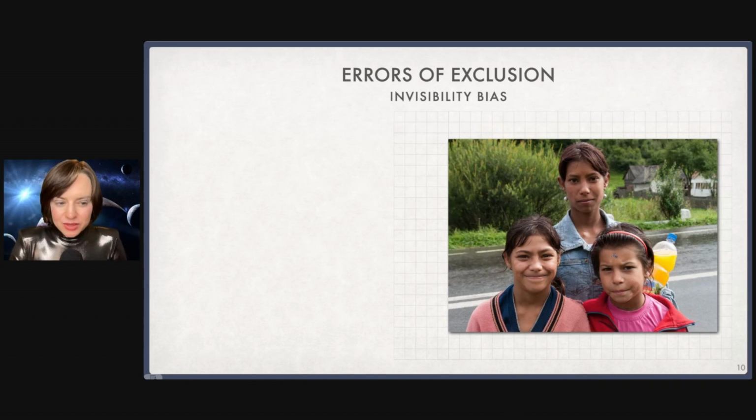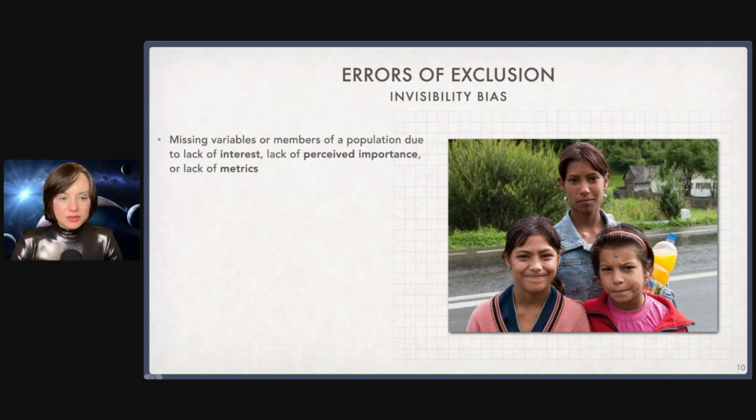Finally, this one's tough. We're going to end on a real downer in this video. Errors of exclusion, also known as invisibility bias. This is when we're missing variables or members of a population due to a lack of interest in those variables or members of a population, due to a lack of perceived importance of studying that thing or those people, or a lack of metrics. So we think it's important, but we just don't have the numbers because it's tricky. Usually these three are related.